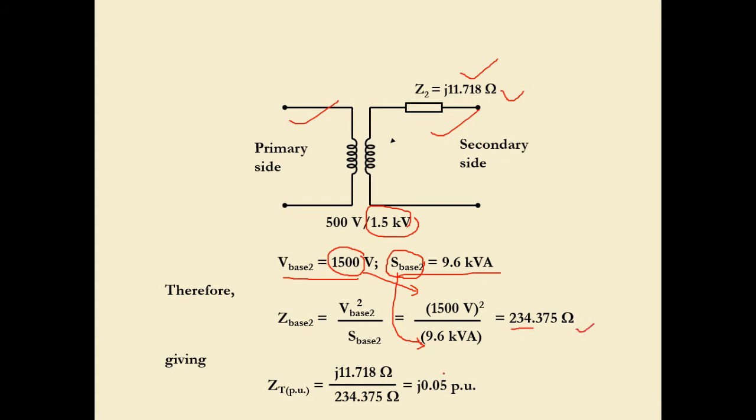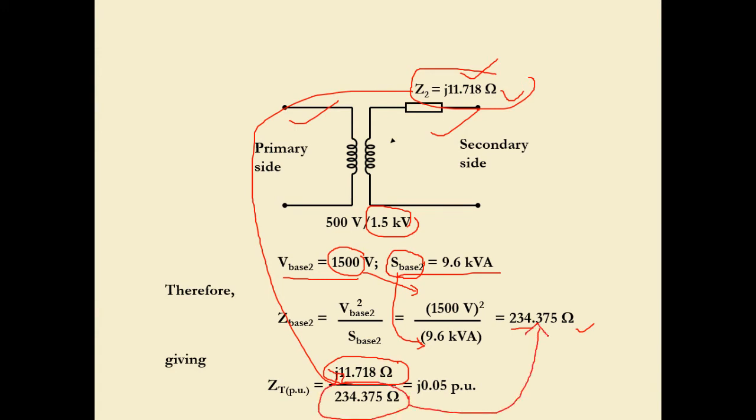giving us 625 ohm. So what about Z_T pu? We have again the actual Z2, taken from here, and this is the base value we just obtained. So that means Z_T pu is Z2 actual over Z base 2.